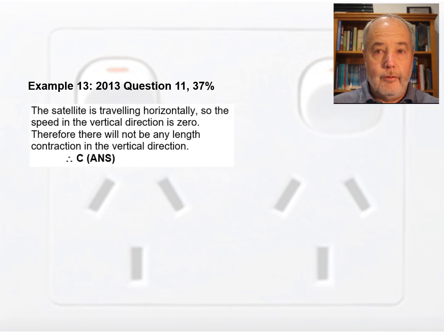This question was not done well. Only 37% of the state could get it right. The satellite is moving horizontally, so in the vertical direction there is no change in length. Therefore, the answer needs to be C.